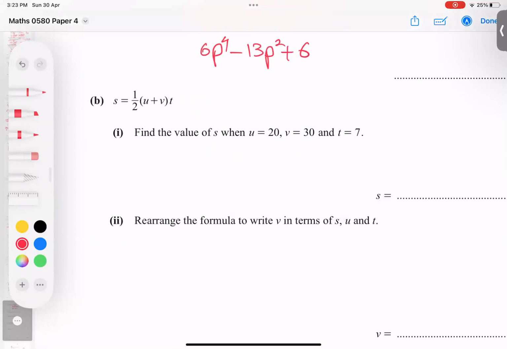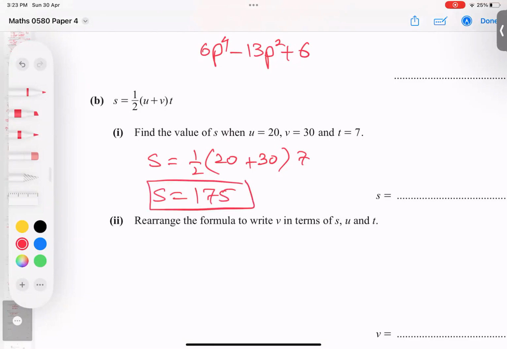He said what here? Find the value of S if, so it means S is already the subject. Simply replace the values U is 20, V is 30 and 7 is outside. So it is 50 times 2, 7 and divide by 2. I get 175. Simply type it in the calculator.